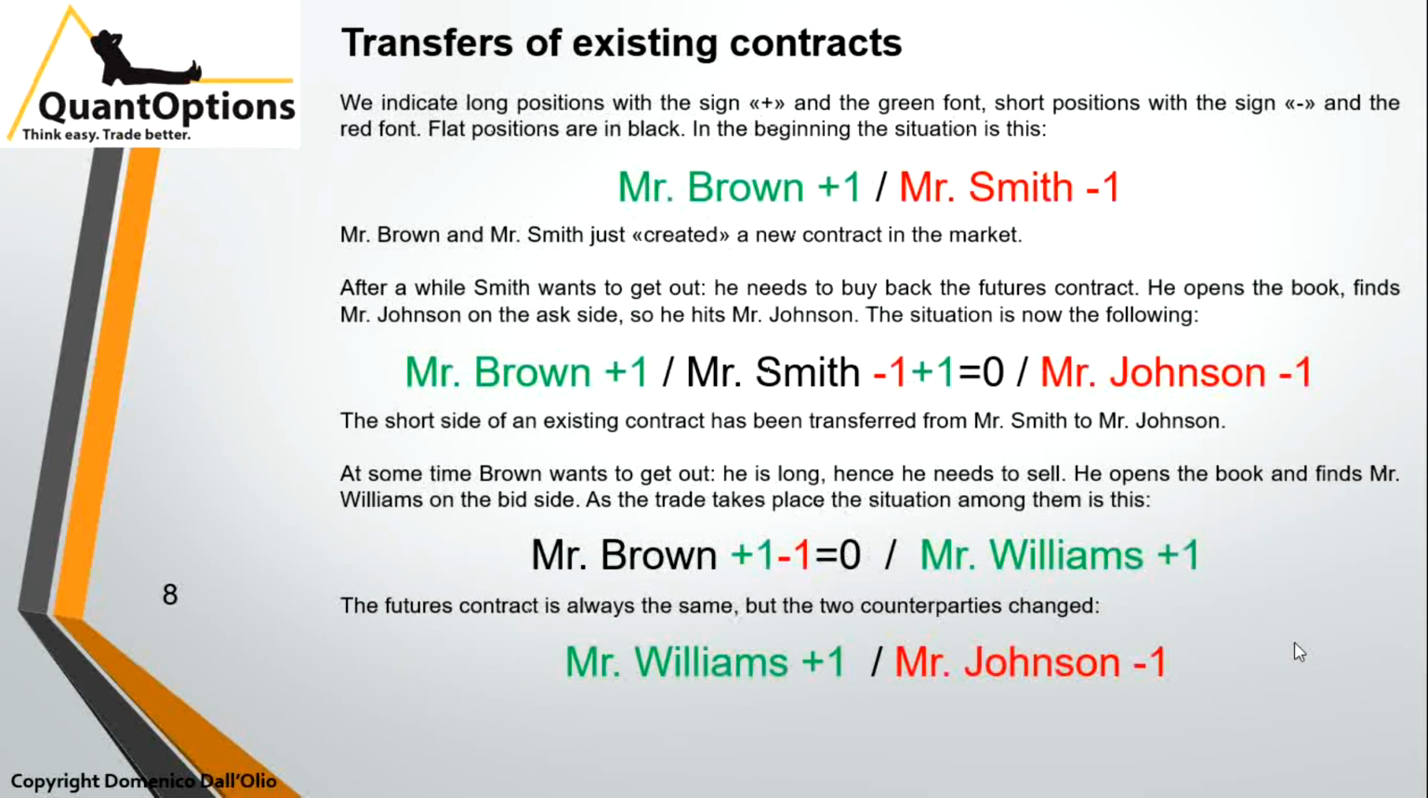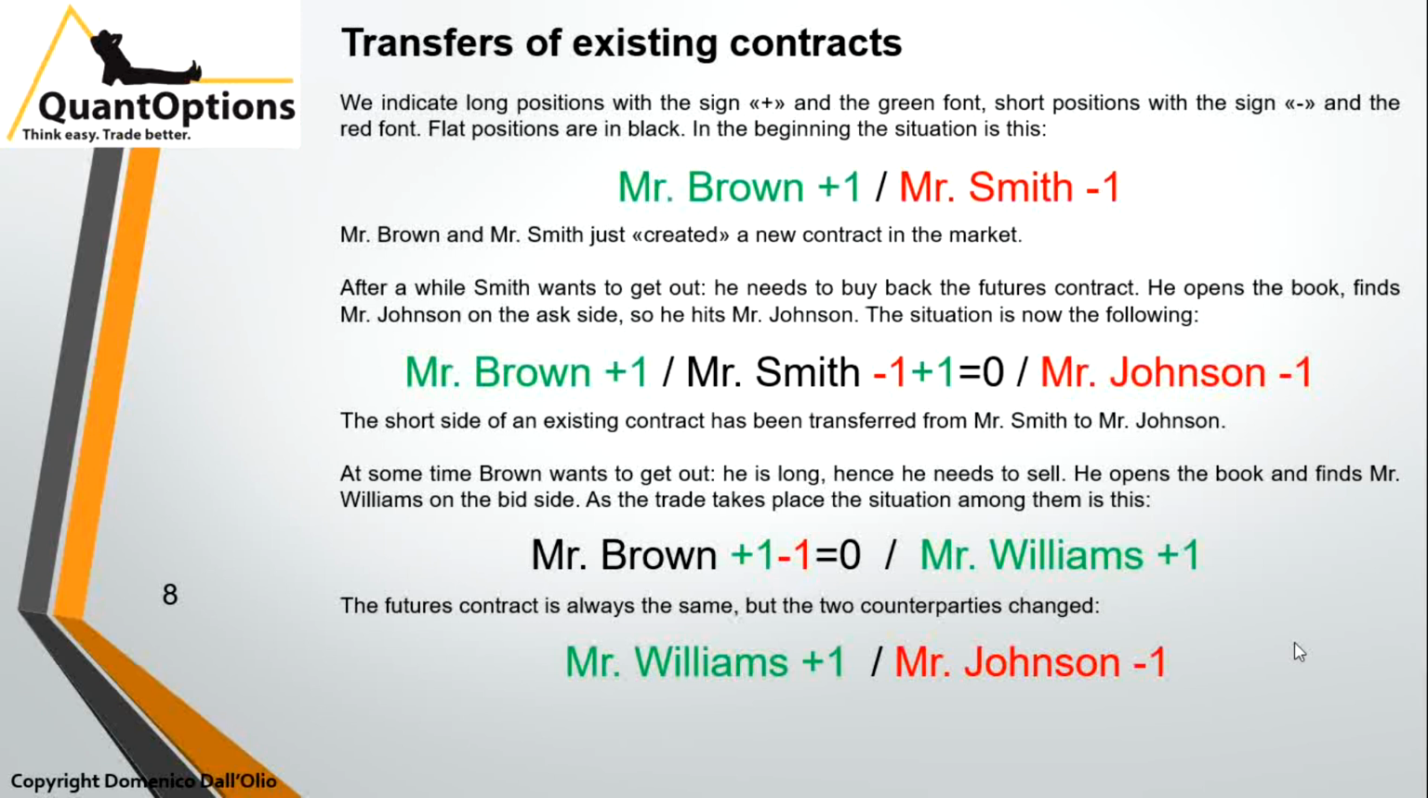Let's see the same concepts with this scheme. We indicate long positions with the sign plus and the green font, short positions with the sign minus and the red font. Flat positions are in black. In the beginning, the situation is this. Mr. Brown goes long, +1, green. Mr. Smith goes short, -1, red. Mr. Brown and Mr. Smith just created, so to speak, a new contract in the market.